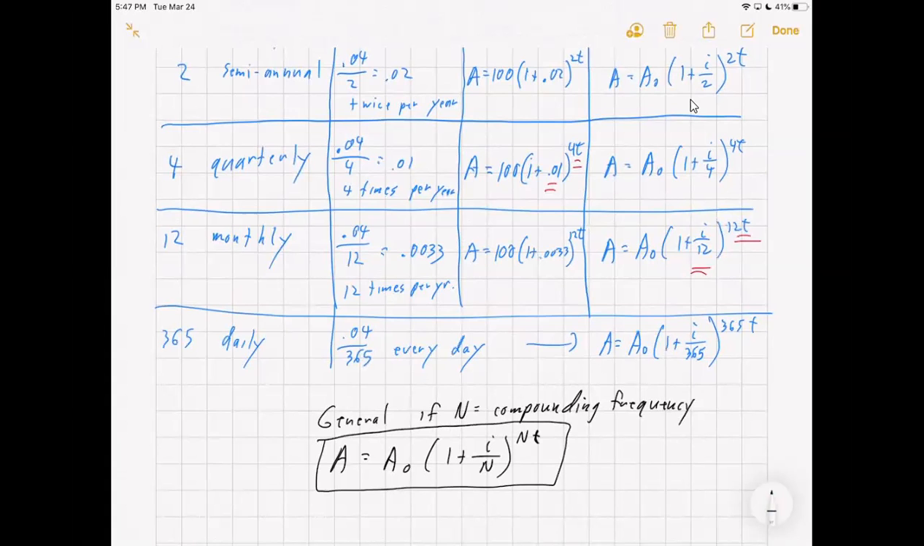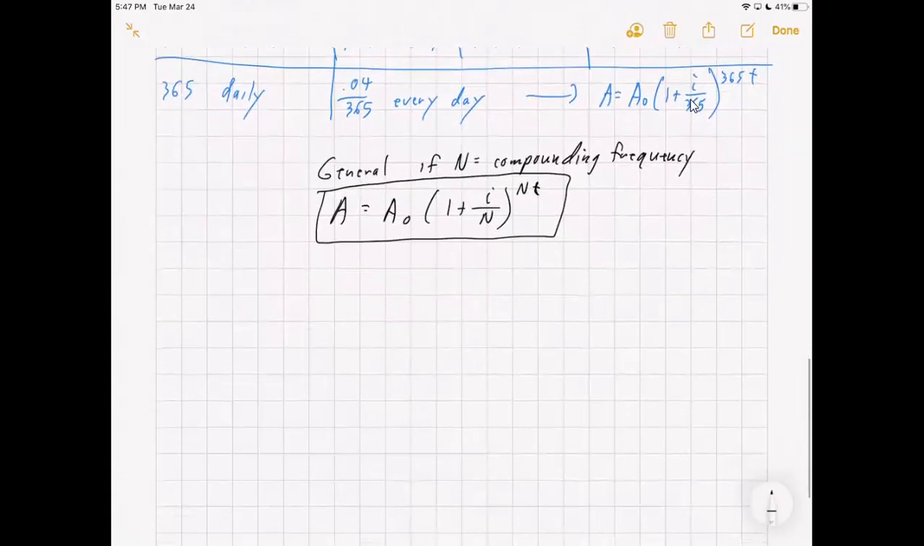Now, one thing that you may have learned in chapter 4 last year was if I take the limit as n approaches infinity of 1 plus 1 over n to the nth power, we get this thing called e. Okay, we get this irrational number called e.